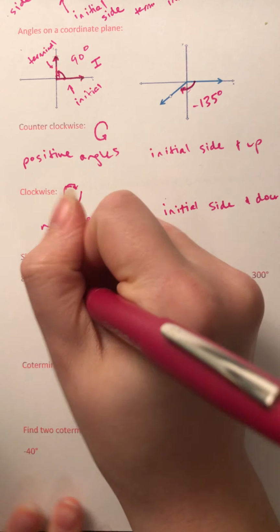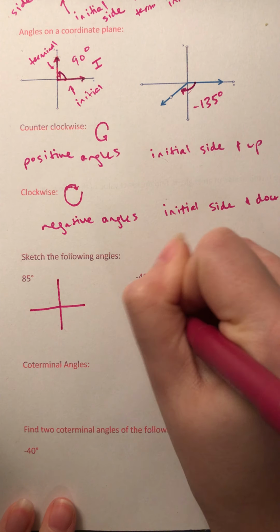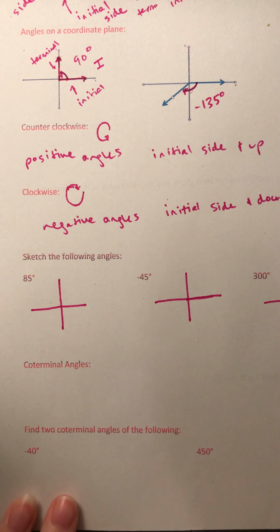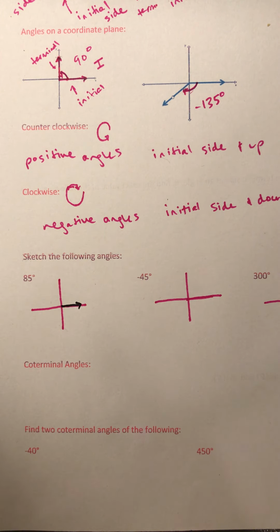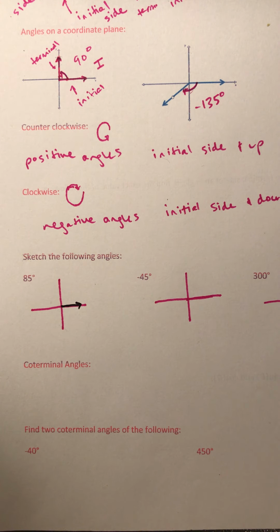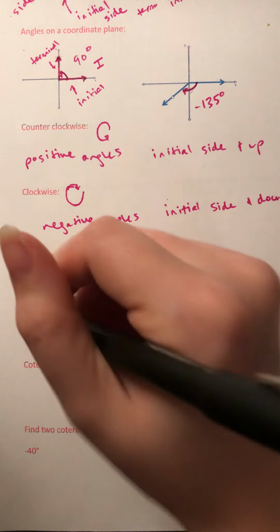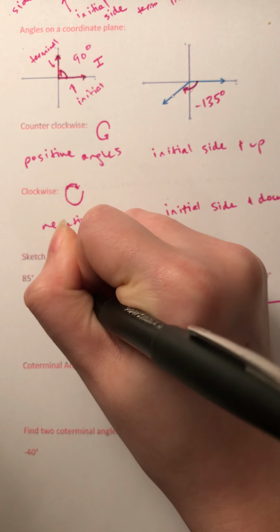All right, so I'm going to create some coordinate planes. And we're going to try sketching our angles and then labeling what quadrant the terminal side is in. So I always start here on the x-axis. So this is our initial. We always start on the positive x-axis. And we're going to go positive 85 degrees. Well, if this is 90 degrees, then I think 85 would probably live somewhere about right there. To me, that says that's probably about 85 degrees.